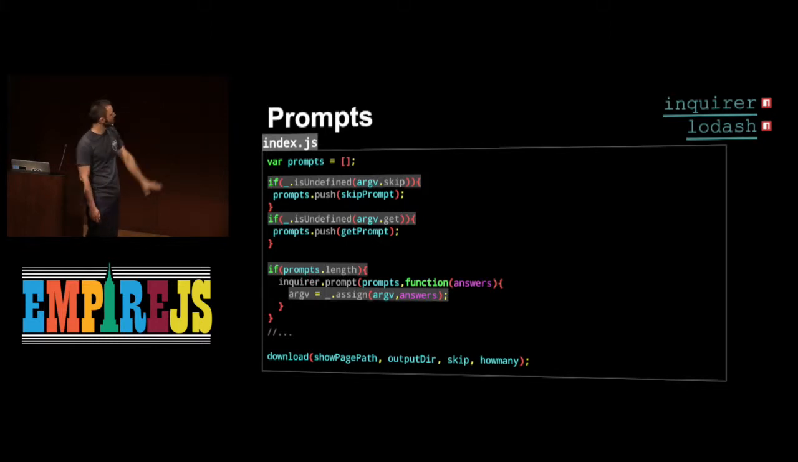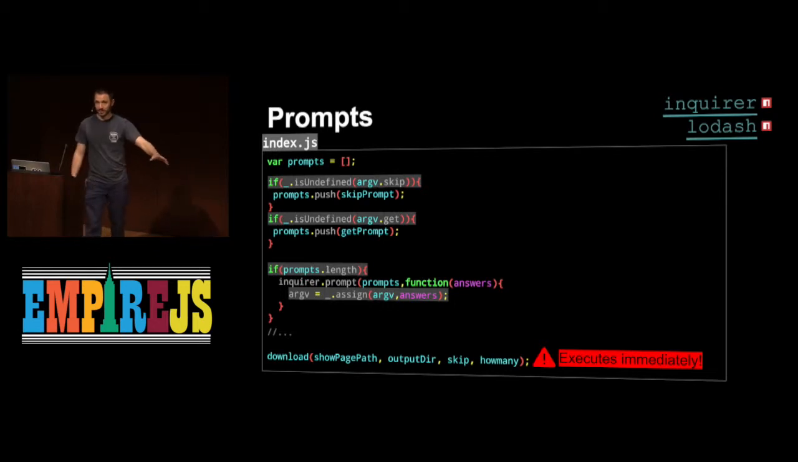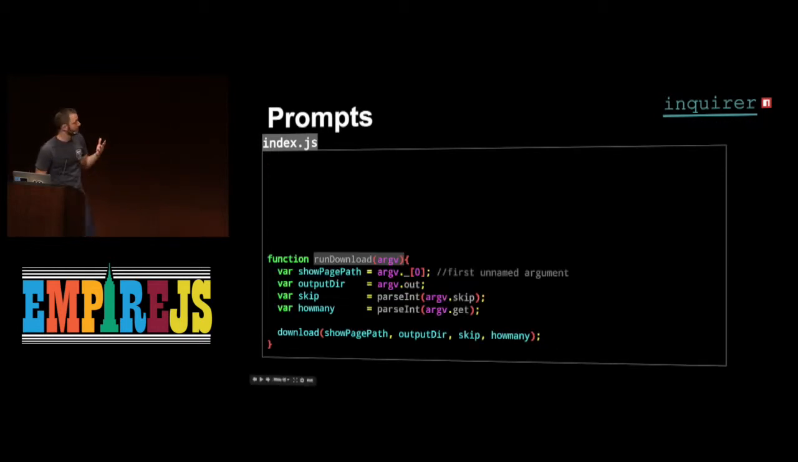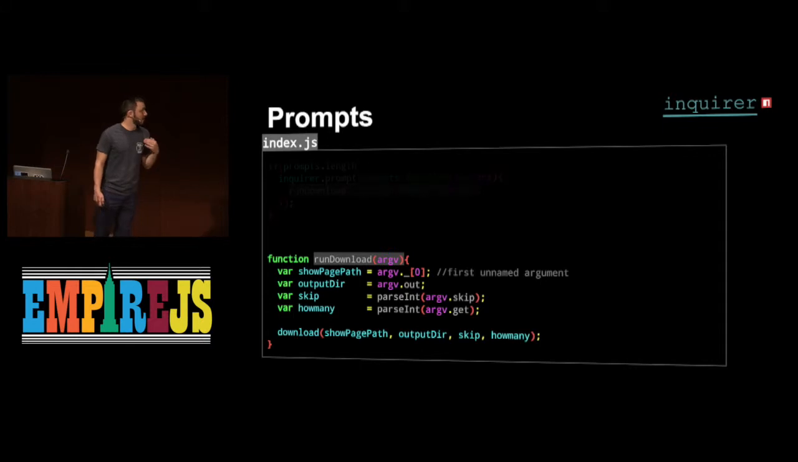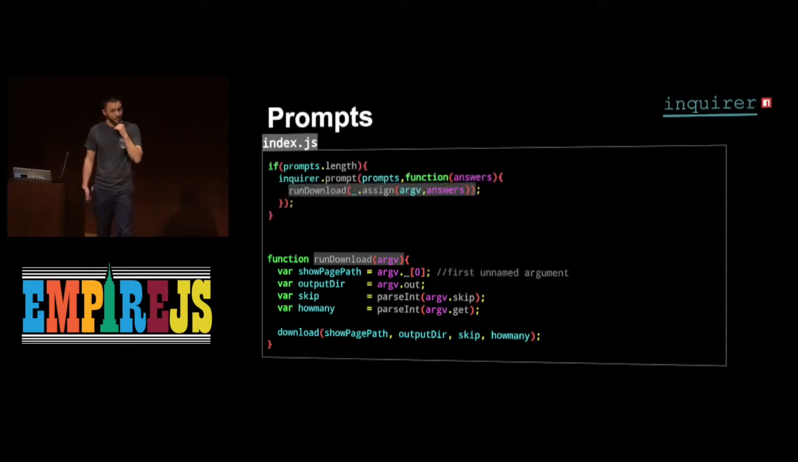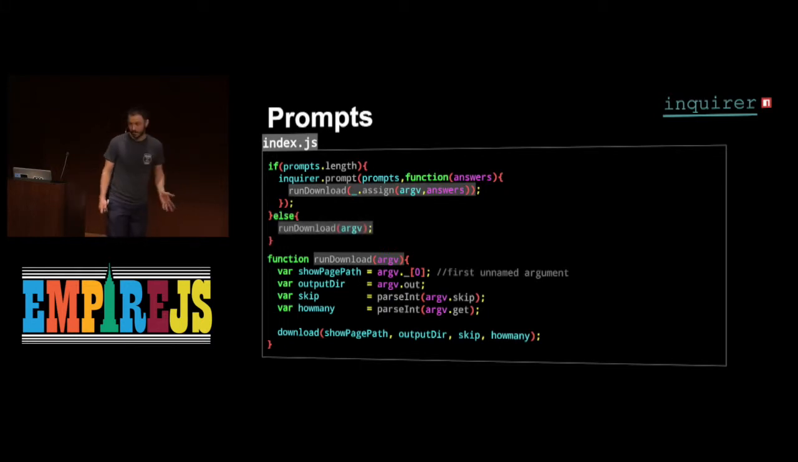If you're looking at this, you may notice that there's sort of a problem here. We call download right after, but this executes immediately. The prompts, of course, are asynchronous. Up until now, we haven't had that in our index.js. And so this is pretty easy to fix. We're just going to wrap the stuff that actually calls the download in a function so we can control when it gets executed. Then we call that from the prompts callback. So if there are prompts, it will prompt them. It'll wait until all the prompts are answered, then call it. And if there are no prompts to show, then we'll just run download directly.